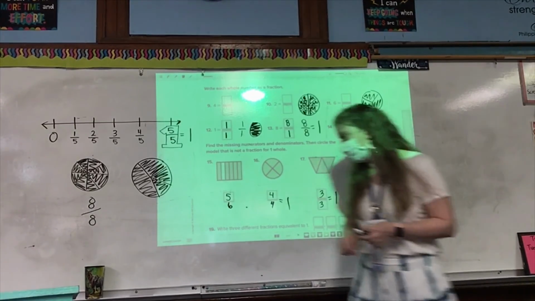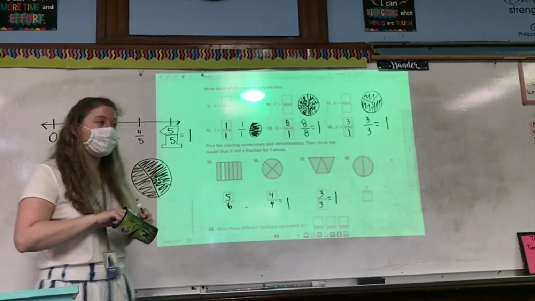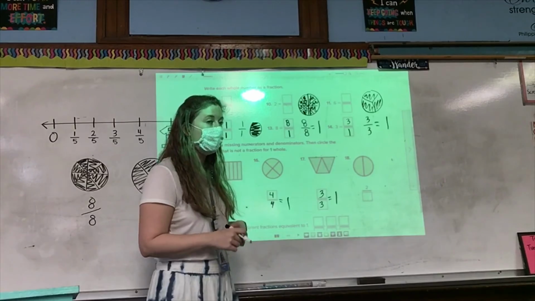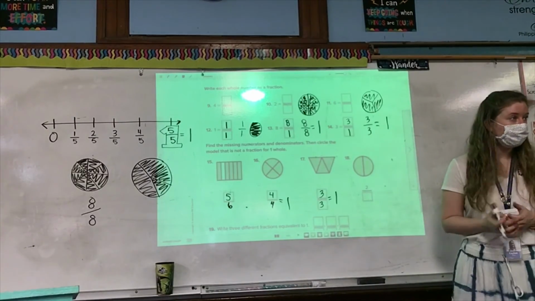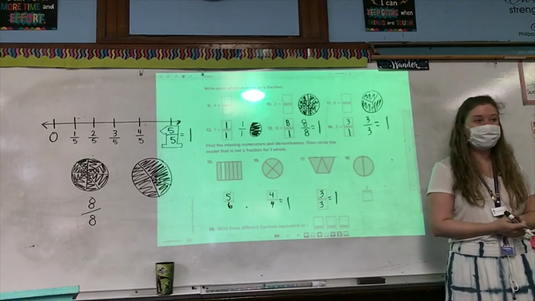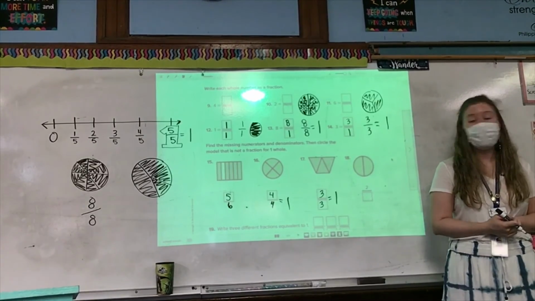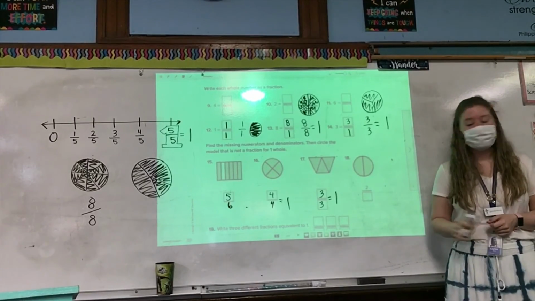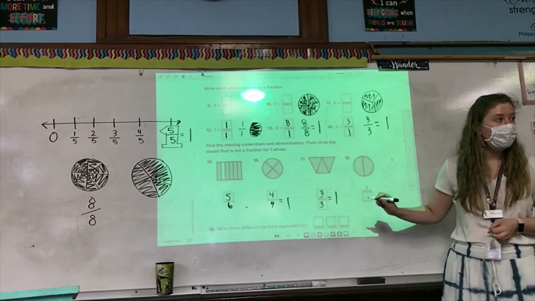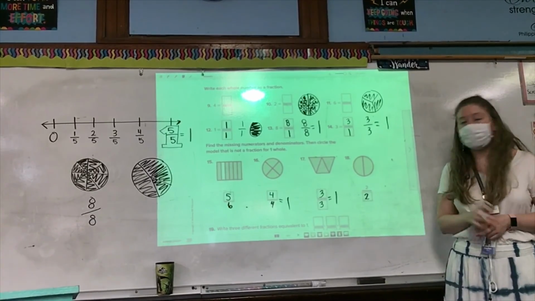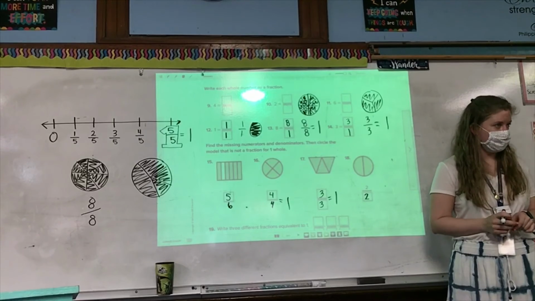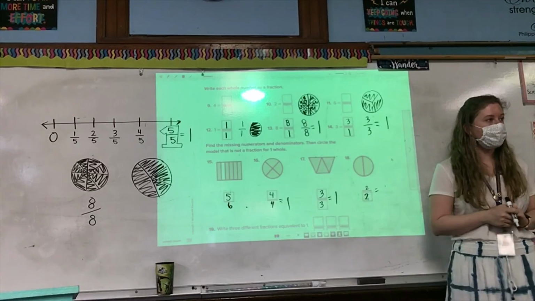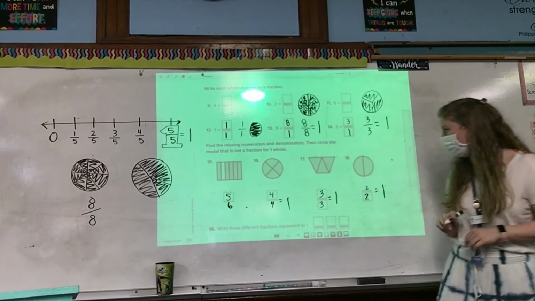Okay, number 18. How many separate shapes with no space between them do we have? Aaron. How many separate shapes with no space between them do we have? 1. But it's broken up. How many pieces is it broken into? 2. So what's our denominator? 2. Now our numerator. How many of those pieces are shaded? 2. 2 halves is equivalent to 1 whole.